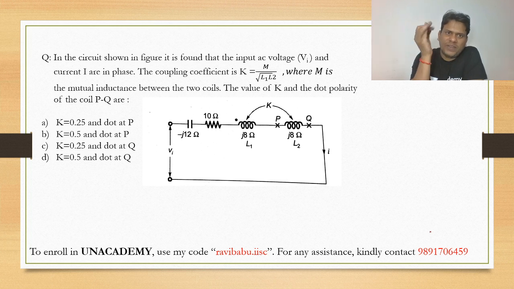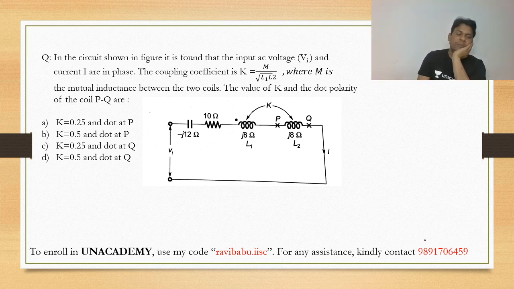In the circuit shown in the figure, it is found that the input AC voltage VI and the current I are in phase. The coupling coefficient K is M by under root of L1 L2, where M is the mutual inductance and the unit of mutual inductance is Henry. Between the two coils, find the value of K and the dot polarity of the coil PQR. He is asking.